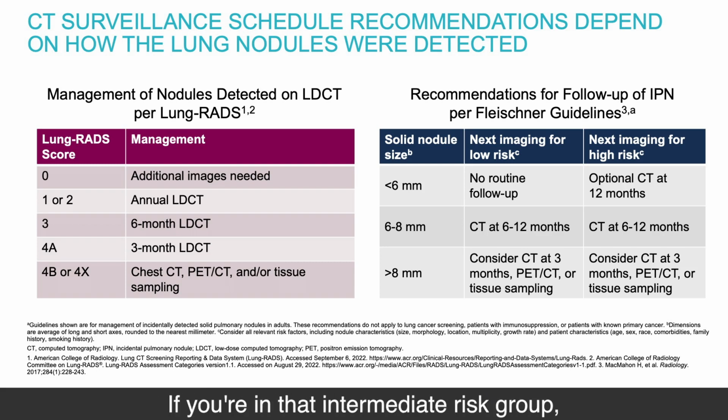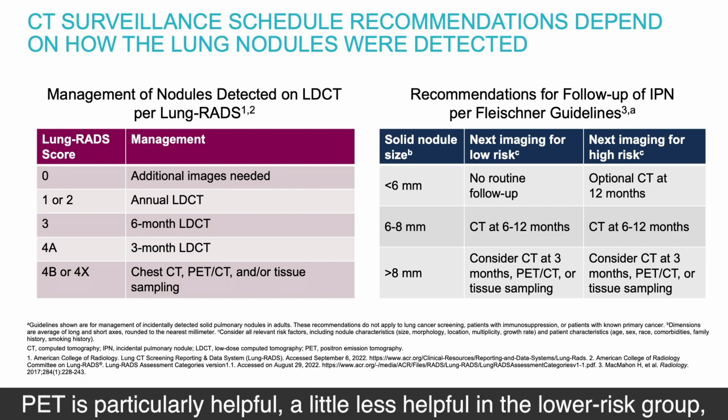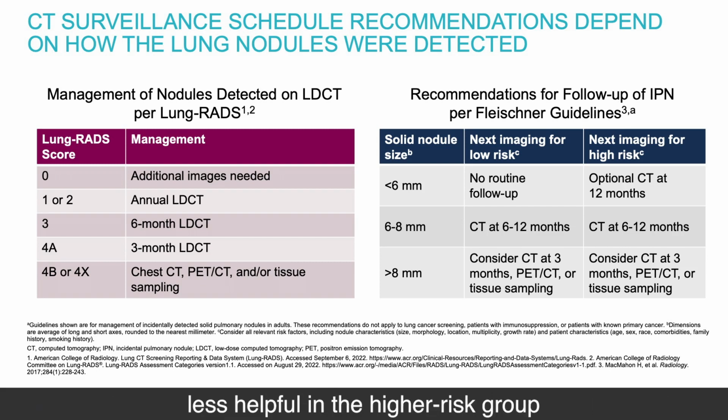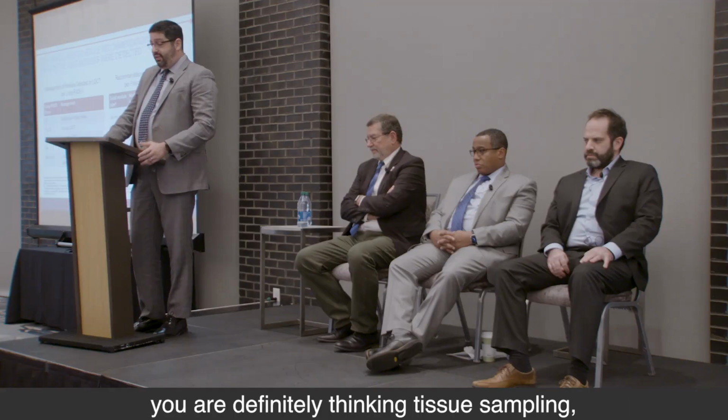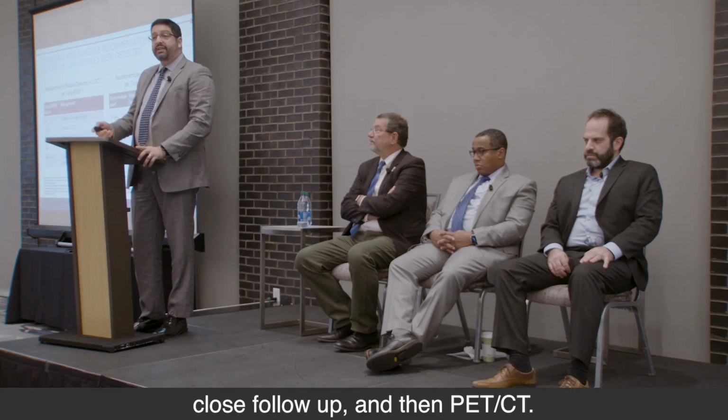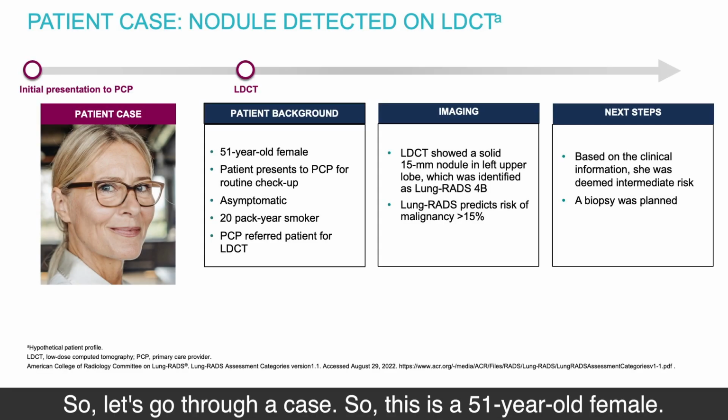If you're in that intermediate risk group, PET is particularly helpful, a little less helpful in the lower risk group, less helpful in the higher risk group when just looking at the nodule's risk. And then for the higher risk group, greater than 8 millimeters, you are definitely thinking tissue sampling, close follow-up, and then PET CT. So let's go through a case.